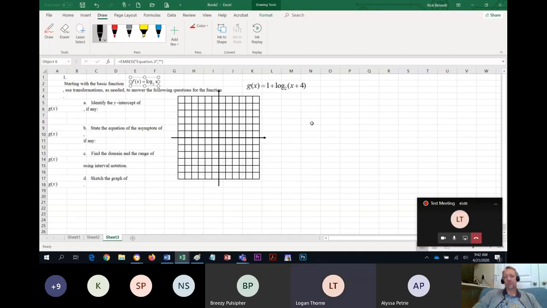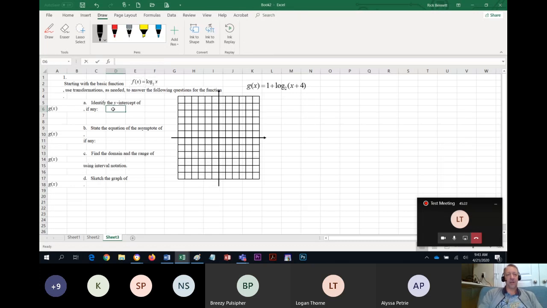I've got no clue. Oh, that was 2. I'm sure you're not the only one. Good. It is 2, right? 2 squared is 4. So the log base 2 of 4 is 2. So 2 plus 1 is 3. Okay. So the y-intercept is going to be x equals 0, y equals 3. Does that make sense, Logan?